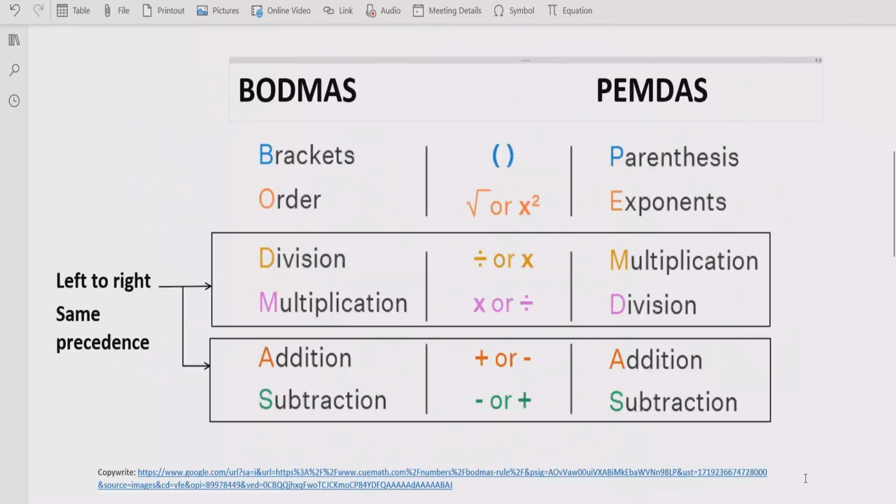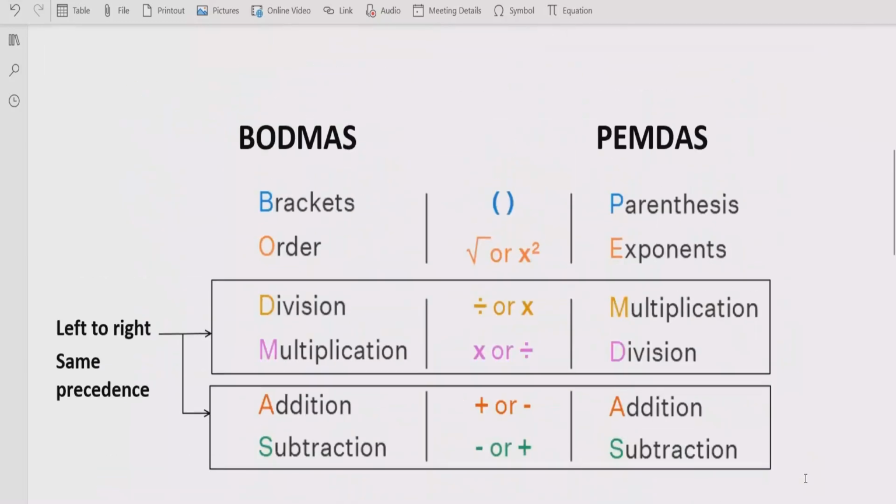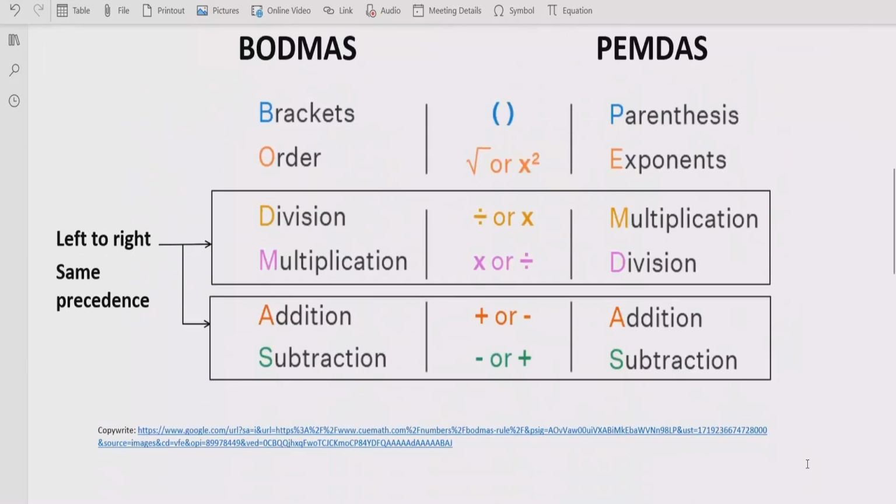Now, let's move towards understanding how you can solve this expression using the rules BODMAS and PEMDAS. As you can see on the screen, we have two rules here. We have multiple rules, but here we are discussing only two, and they are basically the same, just used in different regions. So we talk about the BODMAS and PEMDAS rule.